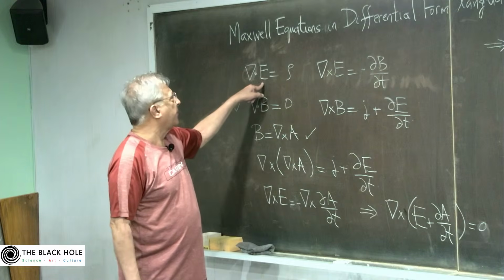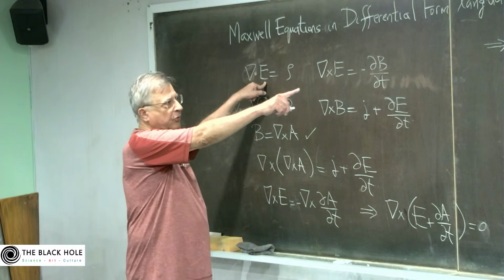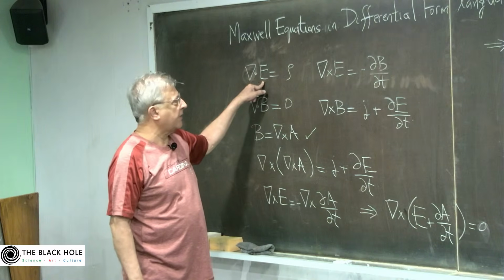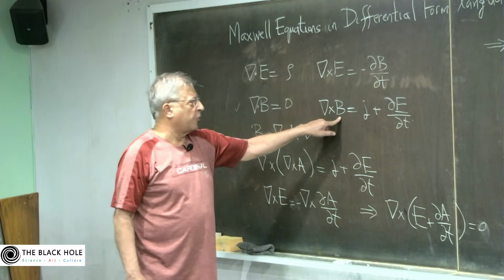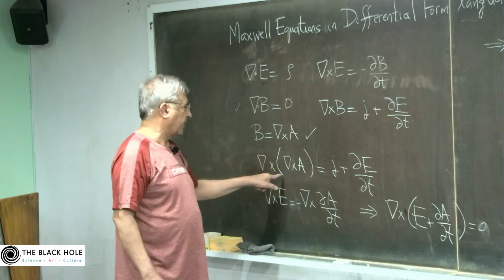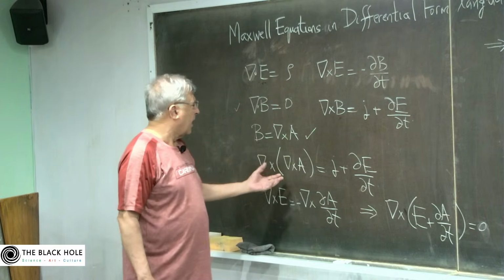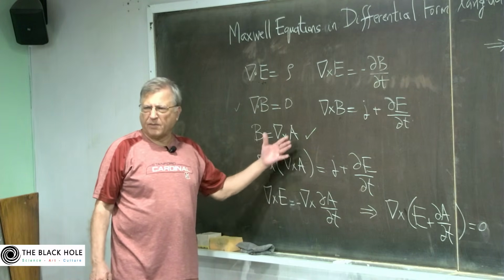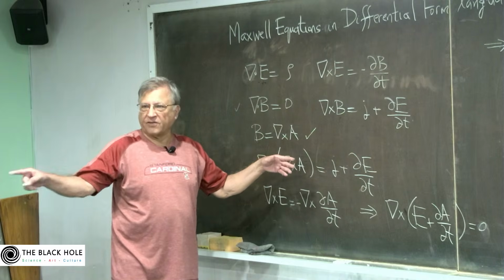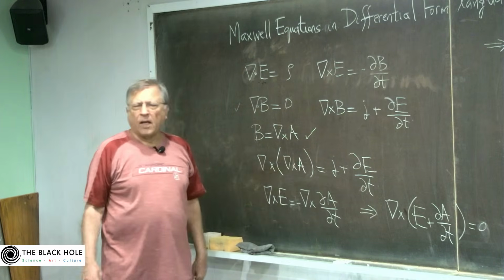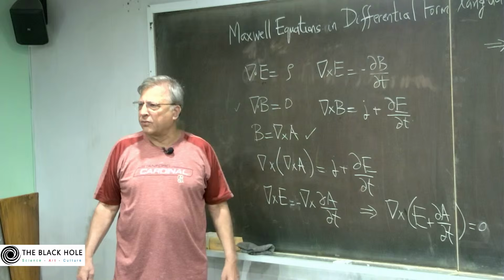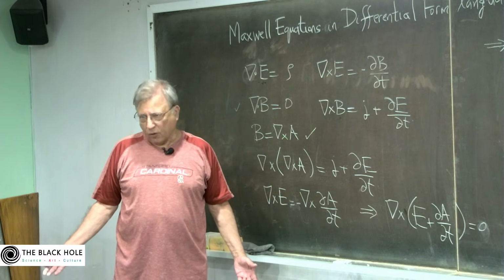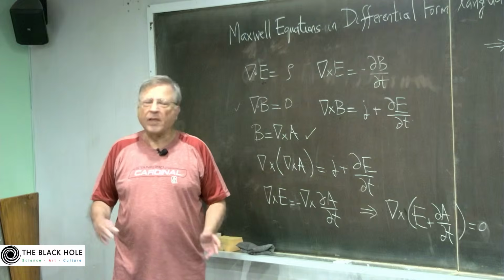So we can put E equal to that, and we'll get a second order differential equation here. Then we can put B equal to curl A, like I did over here, and then use an identity which will give us minus del squared A plus gradient of divergence A equals this. And that's the way that you solve it. That's the way that you write Maxwell's equations when you want to solve them in one particular frame.